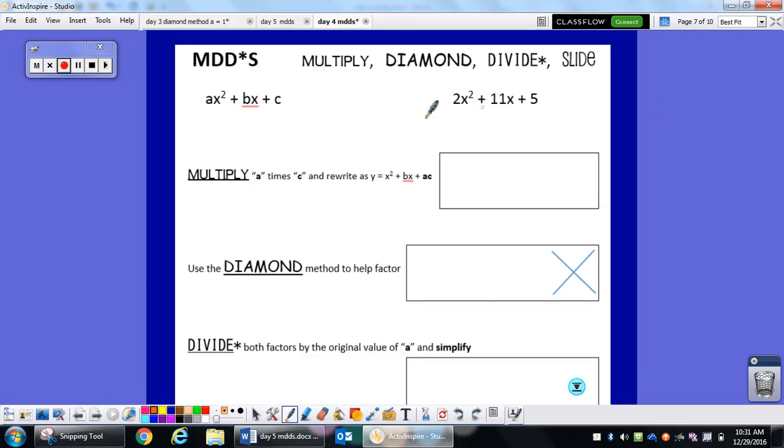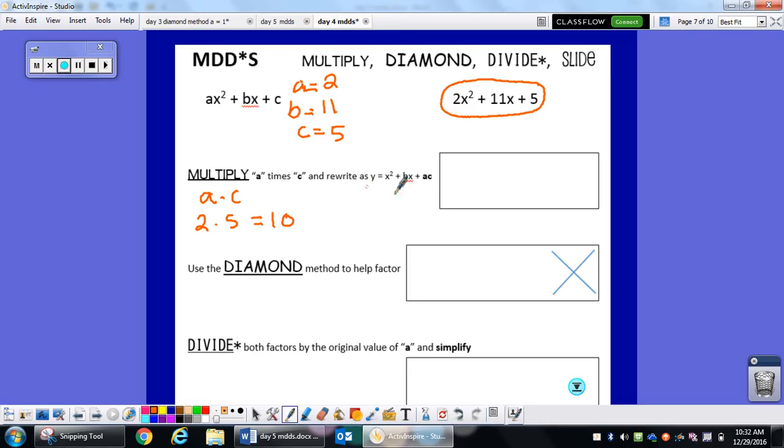Alright, the first thing you want to do is identify what you're trying to factor. So we are trying to factor 2x squared plus 11x plus 5. I think the best thing to do is identify your a's, b's, and c's. So your a is 2, your b is 11, and your c is 5. Okay? The first step is the M, so you're going to multiply your a times your c, which would be 2 times 5 to get 10.